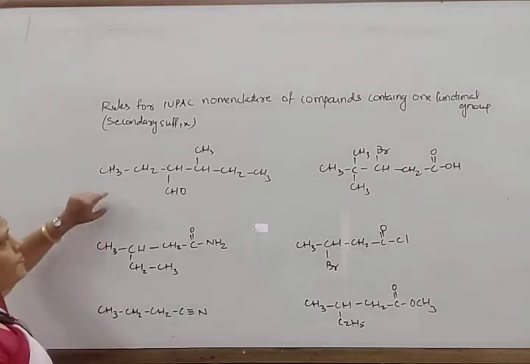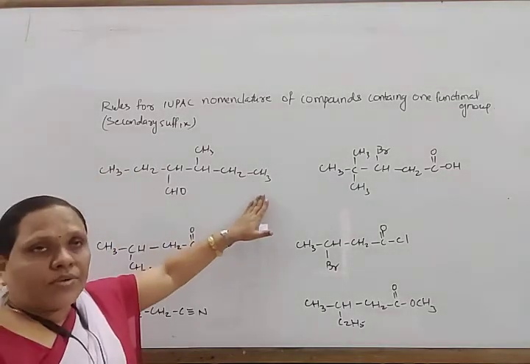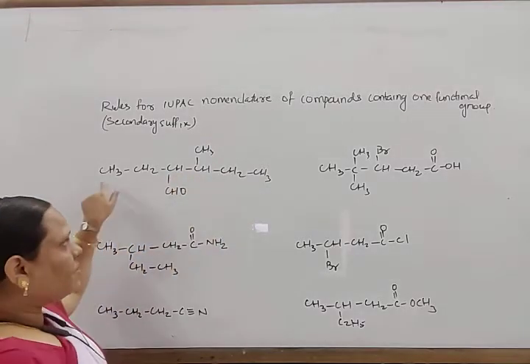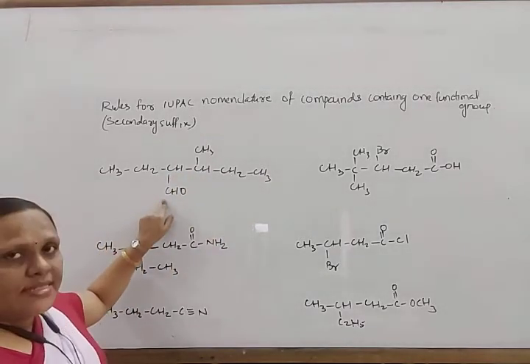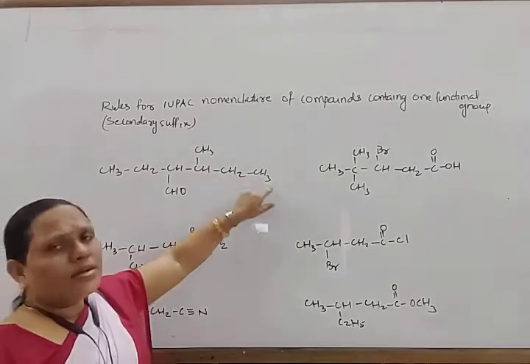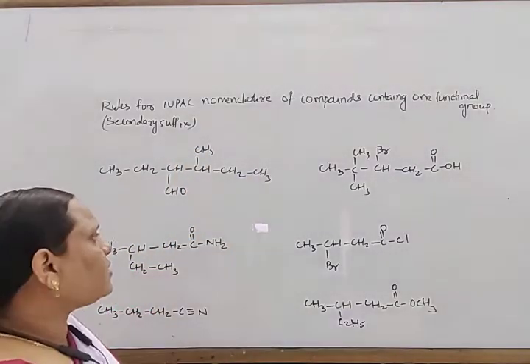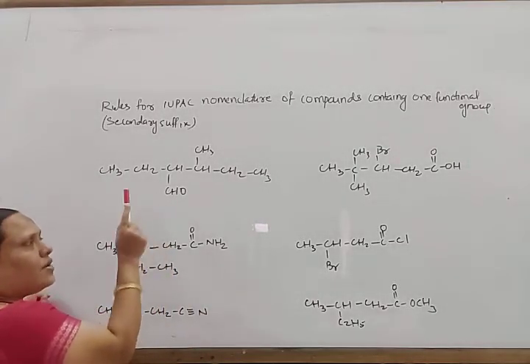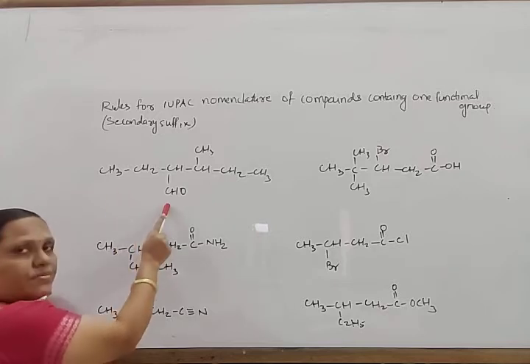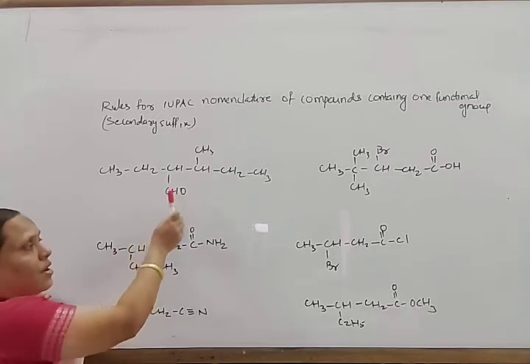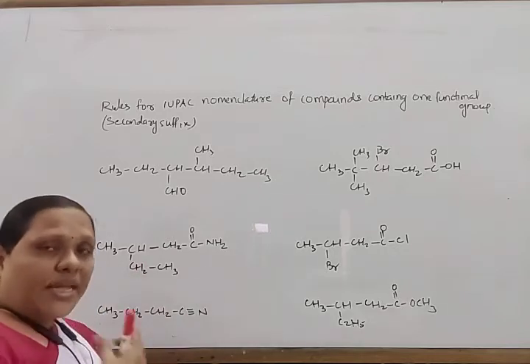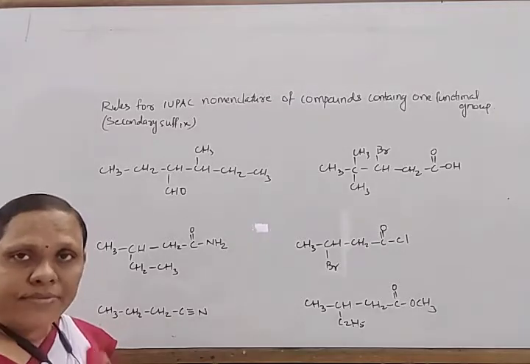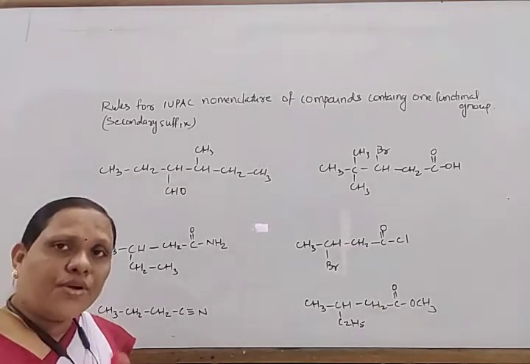Okay. So look here. This is one compound given: 1, 2, 3, 4, 5, 6. This is the 6th number, but the functional group is CH2. So in the straight chain you cannot count this as the 6th number. If the functional group is given, always choose the long chain starting from the functional group. OH has different positions, NH2 has different positions, keto group has different positions, but aldehyde, if one aldehyde group is present, it has only one position.